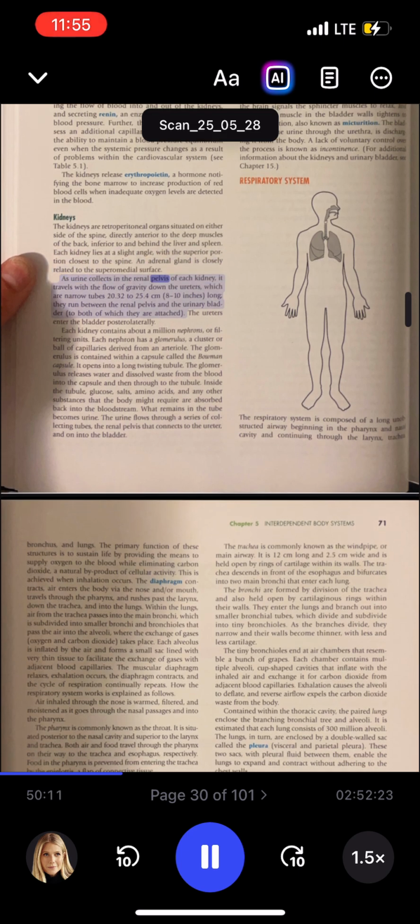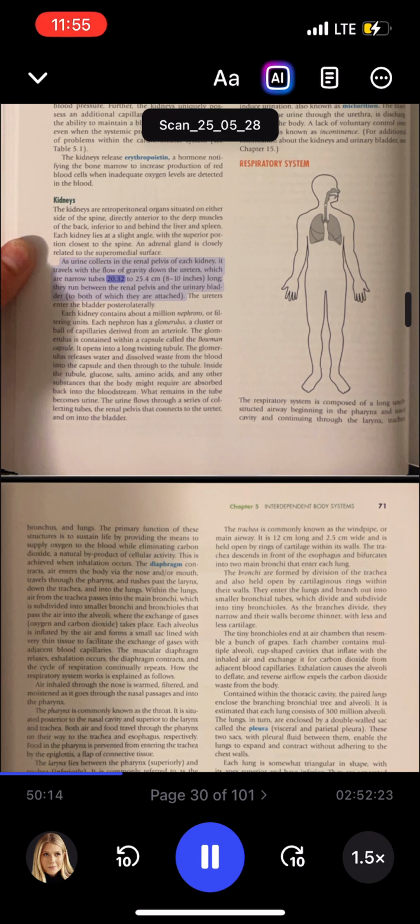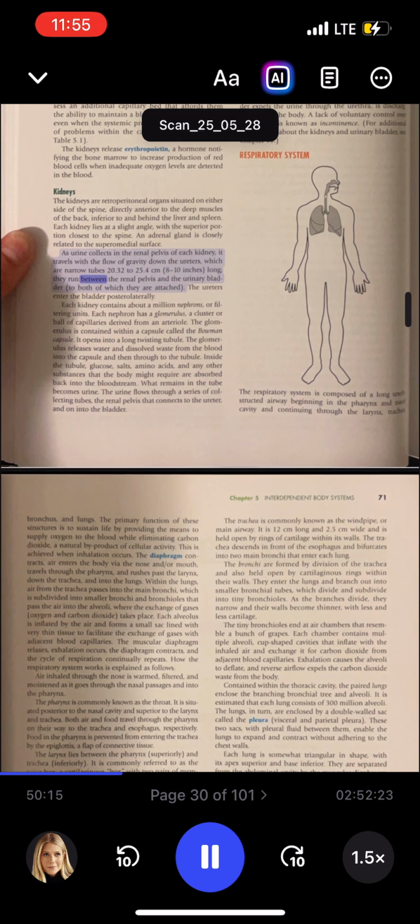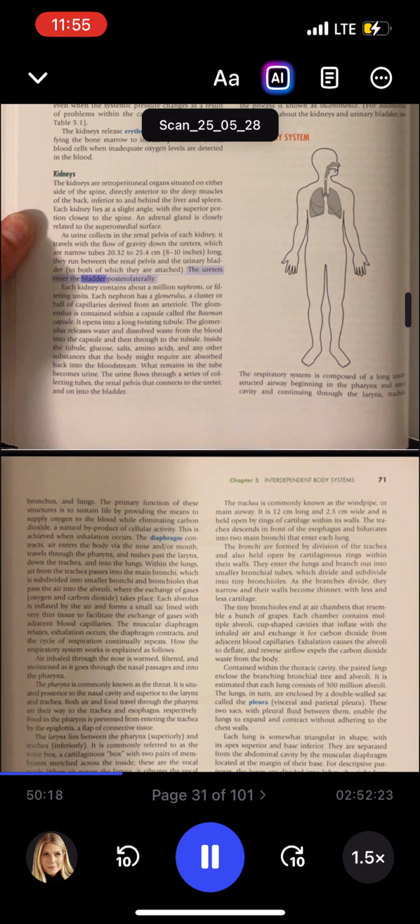As urine collects in the renal pelvis of each kidney, it travels with the flow of gravity down the ureters, which are narrow tubes 20.3 to 25.4 centimeters, 8 to 10 inches long. They run between the renal pelvis and the urinary bladder, to both of which they are attached. The ureters enter the bladder posterolaterally.